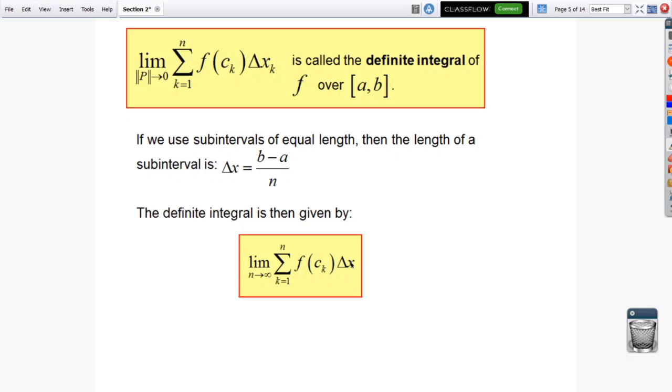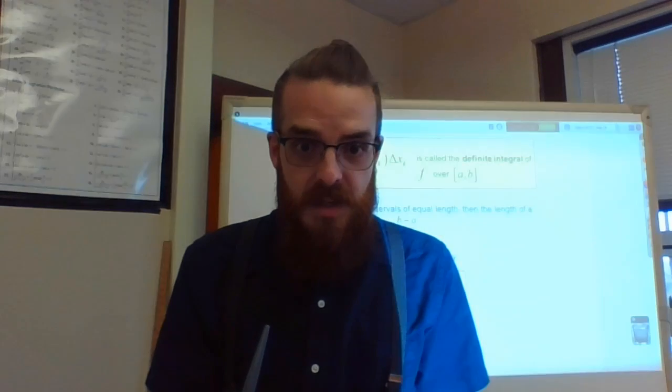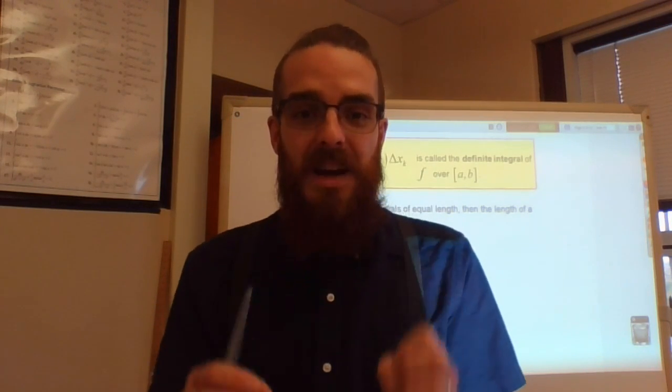So an infinite RAM is what we're going to call this. Up here, this expression is exactly what was on the last page. We can see down here that the limit as n approaches infinity of the summation from k equals 1 to n of f of c sub k delta x is called the definite integral. So that is the definition of a definite integral.